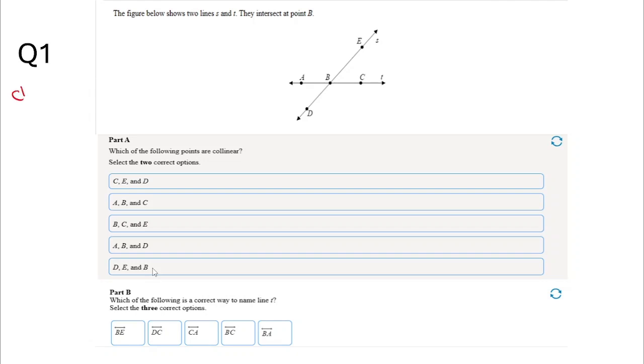Chapter 6, Section 1, Lines and Angles. We have 11 questions, so we'll start answering question number 1.